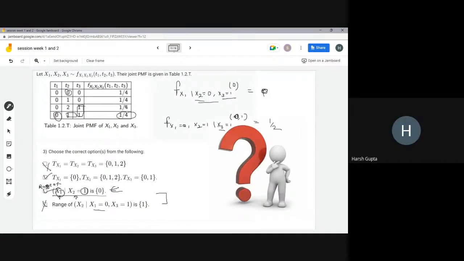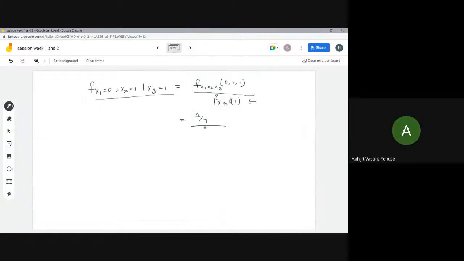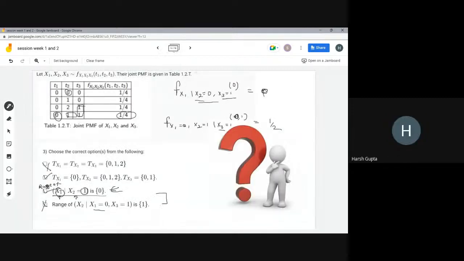Now what will be the probability that x3 is 1? It's 1 by 4 plus 1 by 4, 1 by 2. And the answer will come up as 1 by 2. Is it right? Yes, sir. But sir, in the previous question, we did not do like that. You can do it. Also, you can write the x2, x3, 0, 1. But if something is 0 in the numerator, it doesn't matter what is in the denominator.